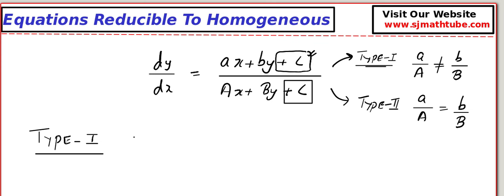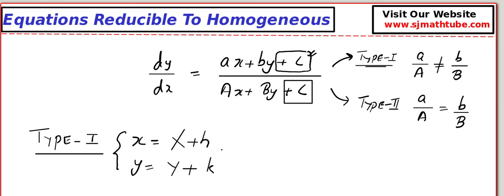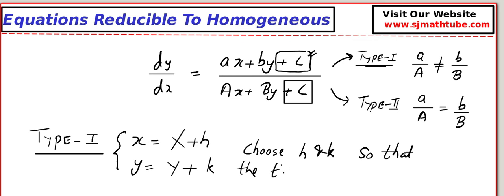And in type 1, what we do is a very simple process. We call small x to be capital X plus h, small y to be capital Y plus k, and we use this substitution, and we will choose h and k in such a way that the transformed equation will be homogeneous. So I am going to write: choose h and k so that the transformed equation is homogeneous.